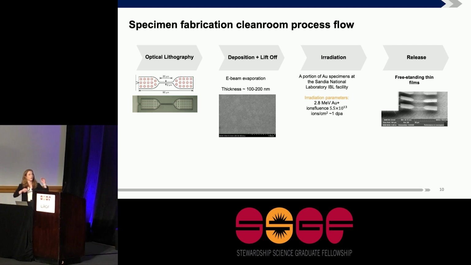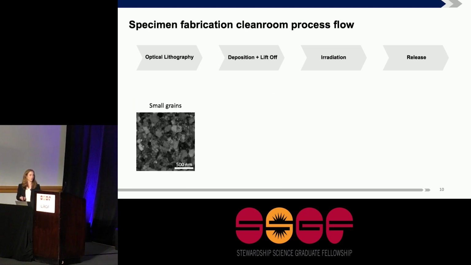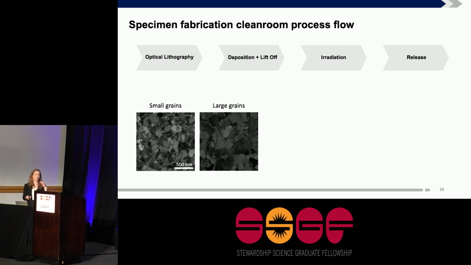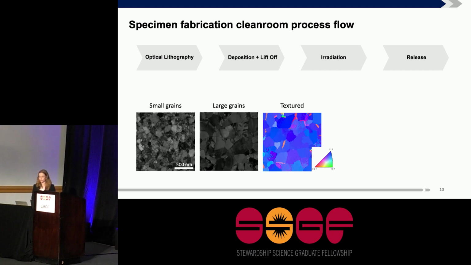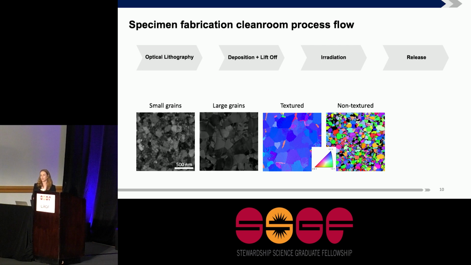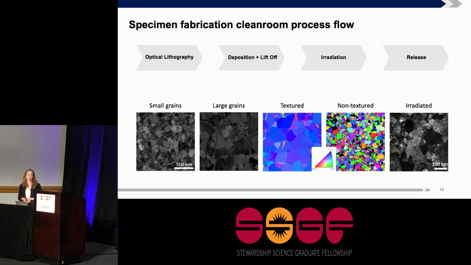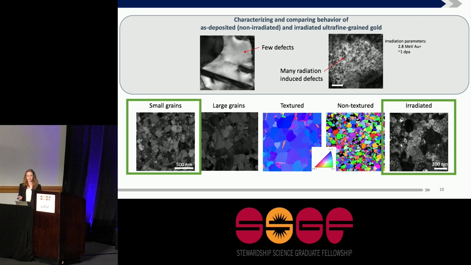As I've mentioned, I've turned knobs in these deposition recipes and the parameters to try to create a large variety of microstructures. I've made materials with small grains, or I've made thin films with larger grains by annealing. I've made textured films, non-textured films, and as I've mentioned, I've irradiated some films to investigate how their radiation damage impacts things. So for the rest of this talk, I'm only going to focus on 2 of these subsets, specifically as deposited or unirradiated gold versus irradiated gold. So the only difference between these 2 is one's irradiated and one's not.